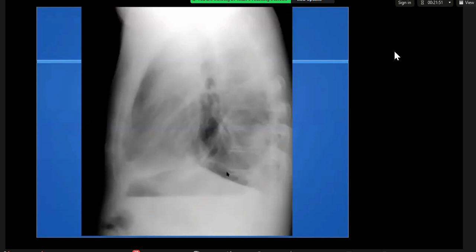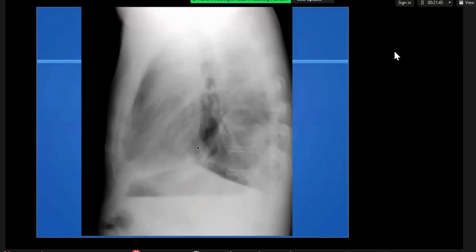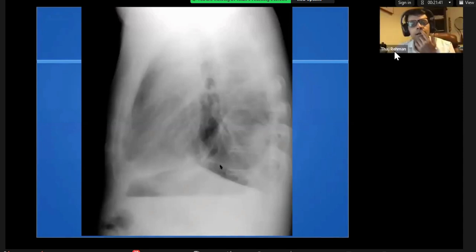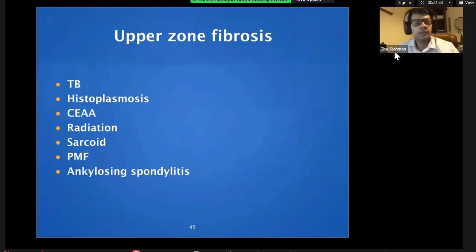Yes, that's calcified intervertebral disc. Okay, calcified outer annulus of the disc and squaring of the vertebral body. So putting bilateral apical fibrosis, squaring of the body, and calcified outer annulus. Yeah, very good. Upper zone fibrosis differentials are TB, histoplasmosis, chronic extensive allergic alveolitis, radiation, sarcoid, progressive massive fibrosis, and ankylosing spondylitis.